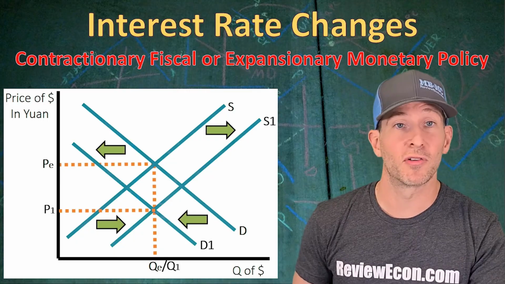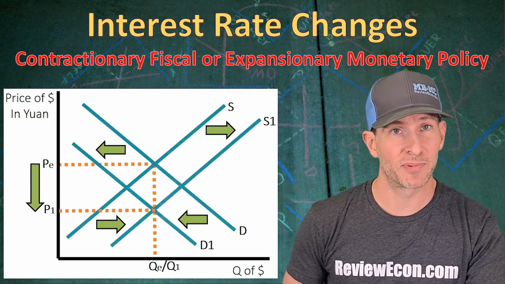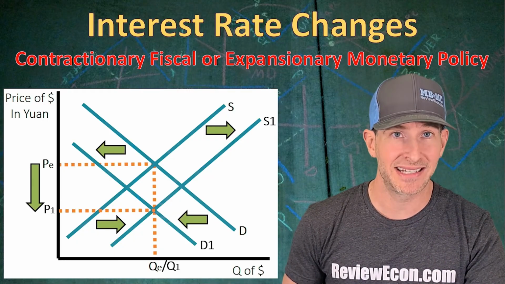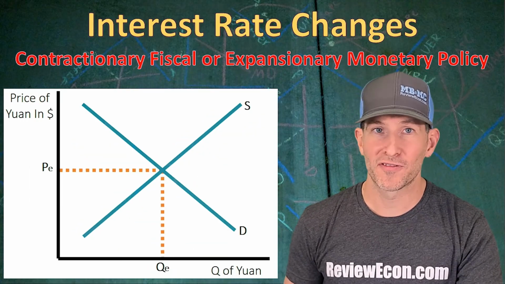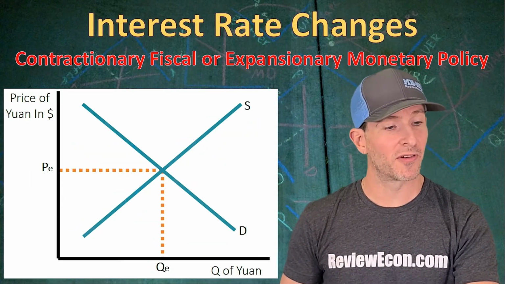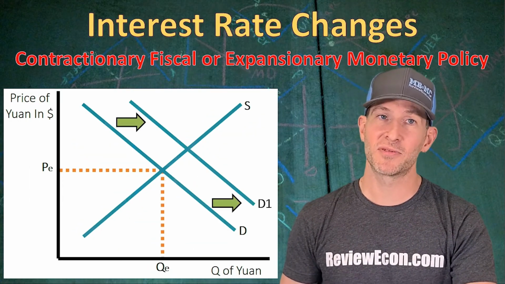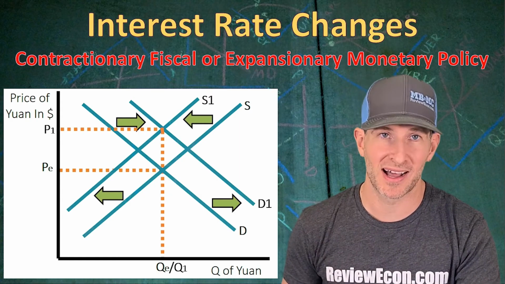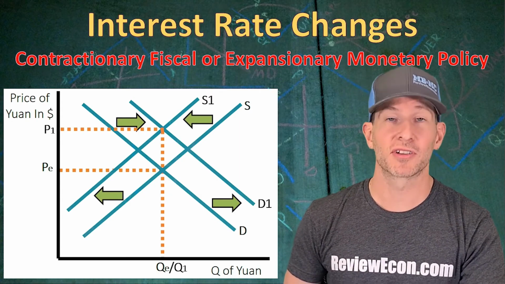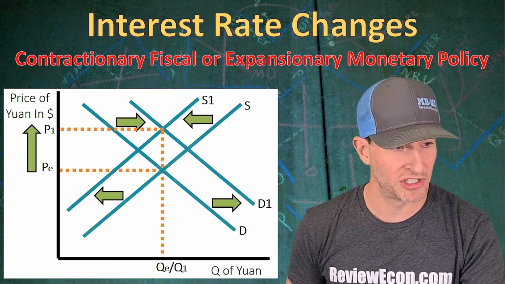Both of those shifts are going to cause the US currency to depreciate as a result of the decrease in the US interest rate. Over on the foreign exchange market for the Chinese yuan, we are going to see an increase in the demand for Chinese yuan and a decrease in the supply of Chinese yuan. Both of those shifts are going to cause the Chinese yuan to appreciate as a result.